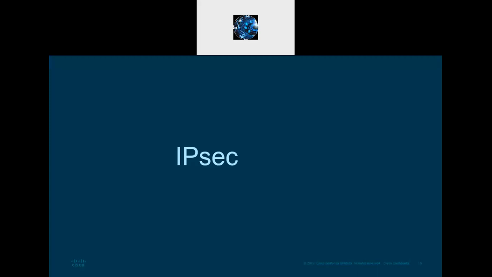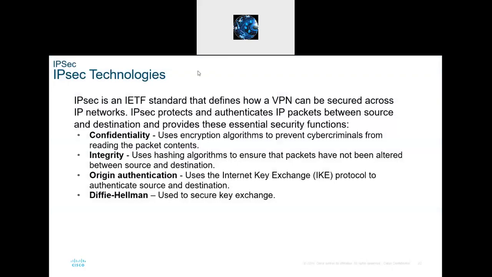So now we are going to dissect IPsec itself and see some things inside of IPsec, even though we are not going to do the configuration. So let's check out some of the things we have inside of this IPsec. IPsec is an IETF standard that defines how a VPN can be secure across an IP network. I've explained some of those stuffs. IPsec protects and authenticates IP packets between source and destination and provides these essential security functions.